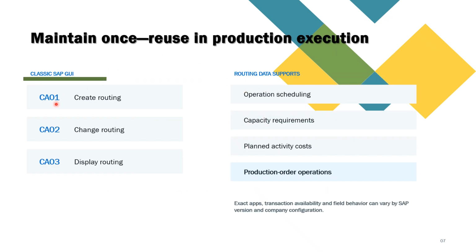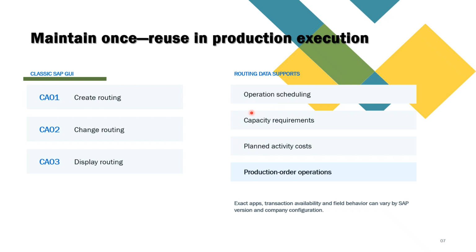Important T-codes: CA01 to create routing, CA02 to change routing, and CA03 to display. For work center, it is CR01, CR02, CR03. 3 is for display every time, it's a standard, 2 is for change, and 01 is always to create.